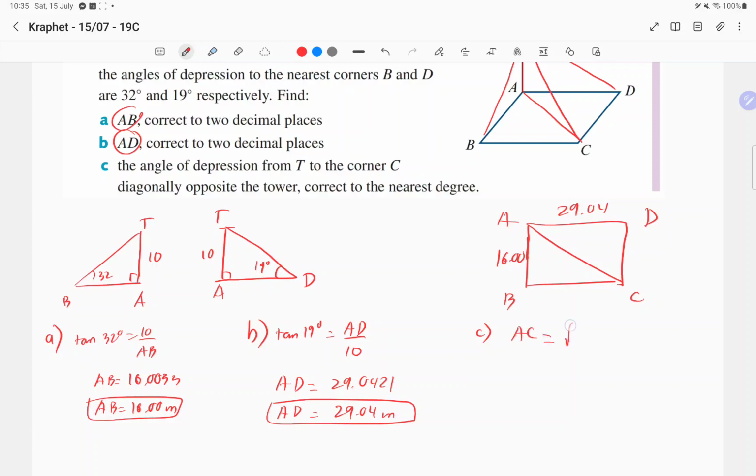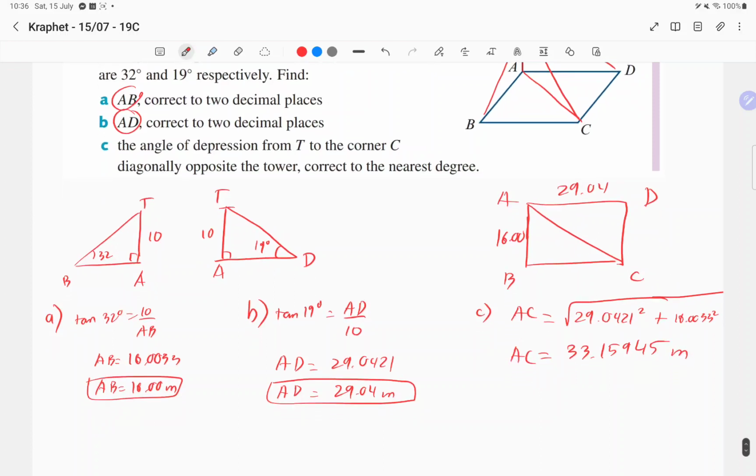So AC would be the square root of, again, to use more decimal places, 29.0421 squared plus, okay, definitely hypotenuse, yes, 16.0033 squared. So then AC would be, punch that in, 33.15945 meters. Again, they don't ask me for the size, so I'll just write more decimal places. Because inside here is like 5 zeros, so I just chop at 5.